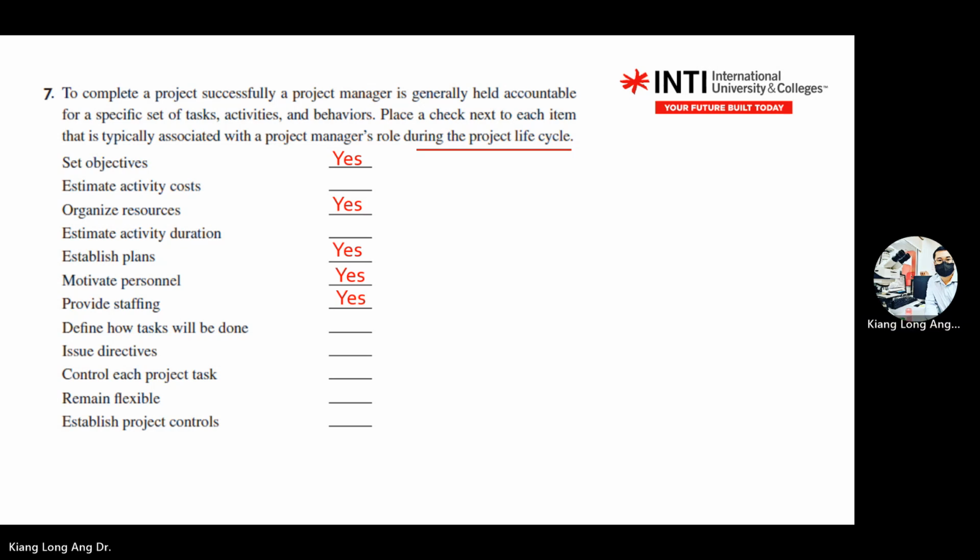Issue directive. Directive is instruction, like what you should do, what is the requirement. Control each task. No. Remain flexible. Sorry, my answer should be yes. Issue directive, remain flexible: answer is yes.